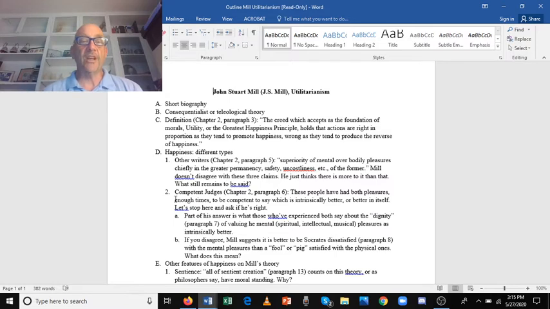If you look at chapter 2, paragraph 3, I'm going to quote from that. We're going to spend a couple minutes on this quote and then dive into what Mill means by happiness. So in chapter 2, paragraph 3, Mill writes, the creed, belief, which accepts as the foundation of morals, so what's most important, utility, or the greatest happiness principle, holds that actions are right in proportion as they tend to promote happiness and wrong as they tend to promote the reverse of happiness. So I'm going to say a few words about each of those words so we can unpack that definition.